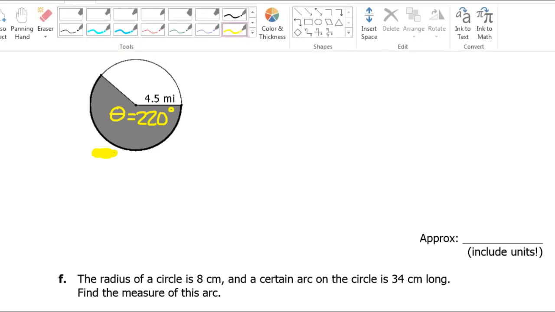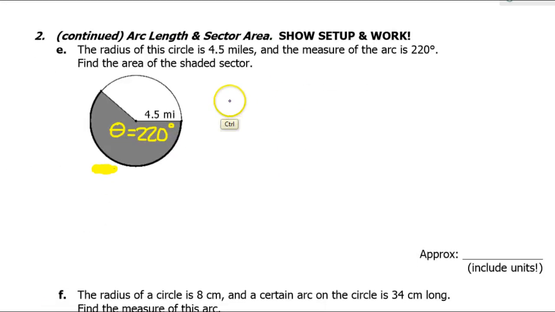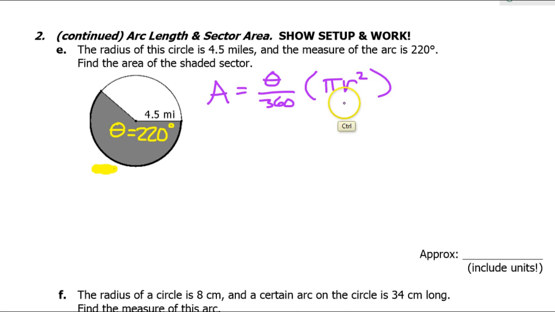Well, we have a formula for sector area. And that formula is, area is always some fraction of the total area of the circle. The whole circle area is pi r squared. So this is the formula for the area of a sector, part of a circle.